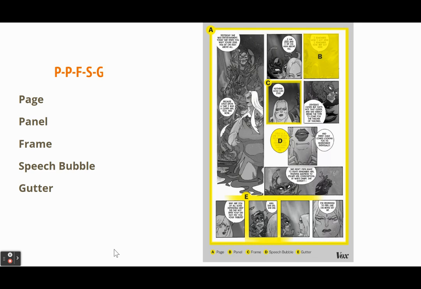A frame is what goes around the panel. Then you can add this idea of the speech bubbles, which is what they're used when you're talking. And then the gutter is what is between each panel. There's a frame around the panel, and then there's a gutter between the panels. Each of those terms is important.